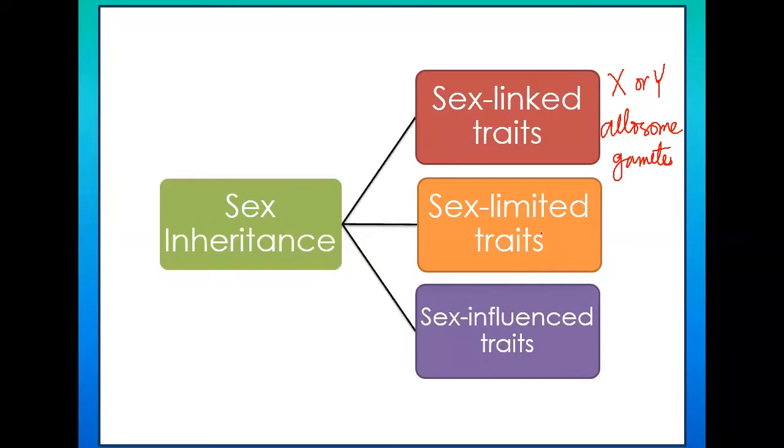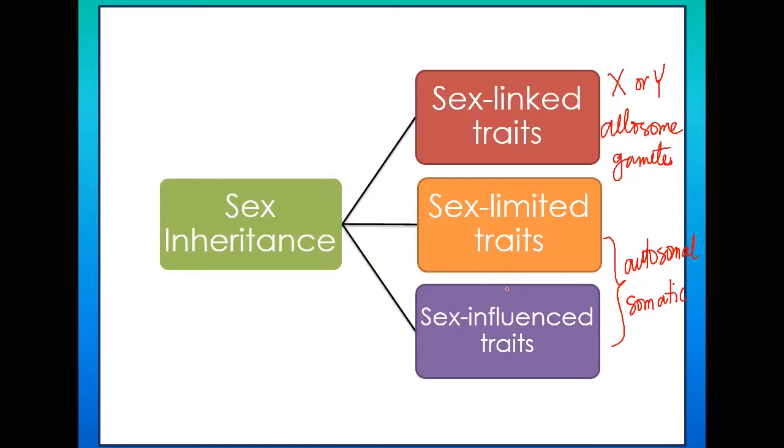Now, for sex-limited traits, on the other hand, genes for a certain trait are not found on the X and Y chromosomes. Likewise with sex-influence traits. Both sex-limited traits and sex-influence traits are autosomal in nature. When we say autosomal, traits are carried by the somatic chromosomes or the body chromosomes. And aside from their similarity that traits are carried by body chromosomes, sex-limited traits and sex-influence traits are far different from one another in terms of expression.